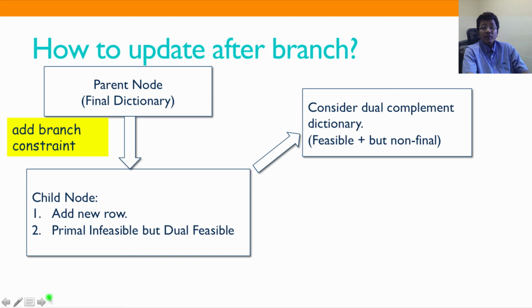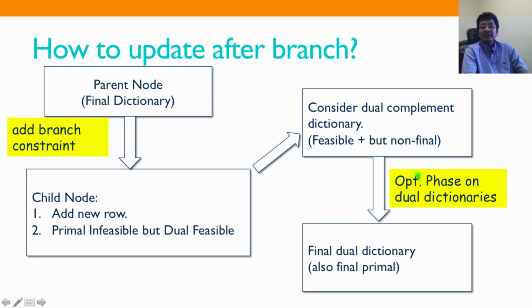Okay, so then what we get is we can now just directly do the optimization phase, but not on the primal, on the dual dictionaries. Okay, and those of you who have taken care to read more than what I have taught, you will also know that this is called dual simplex.